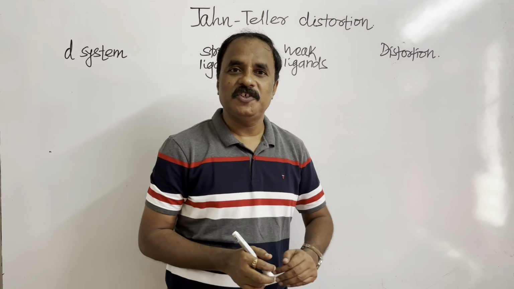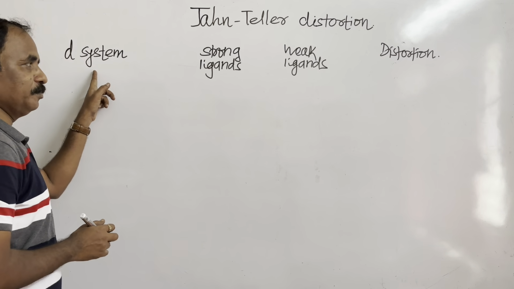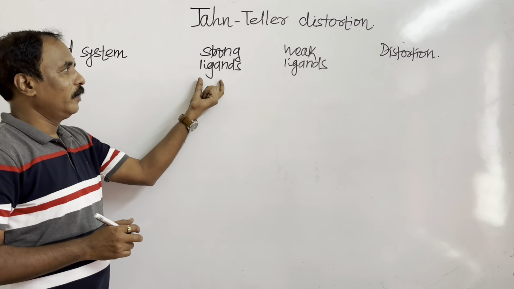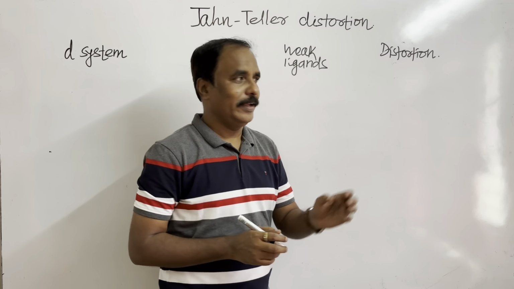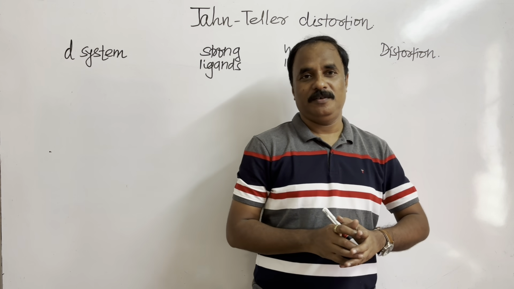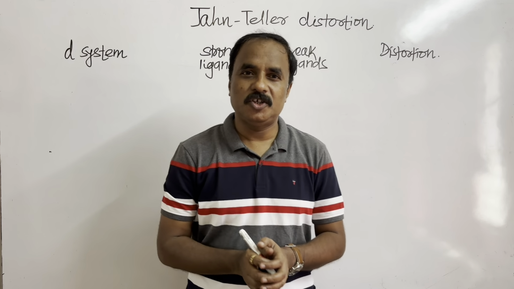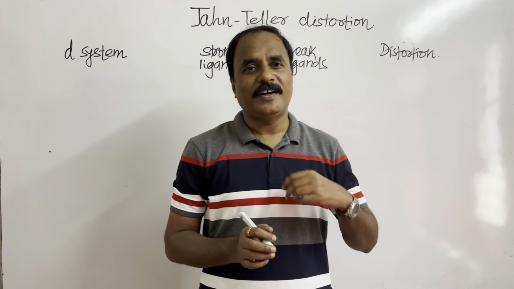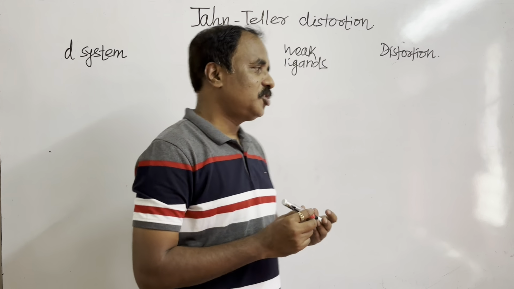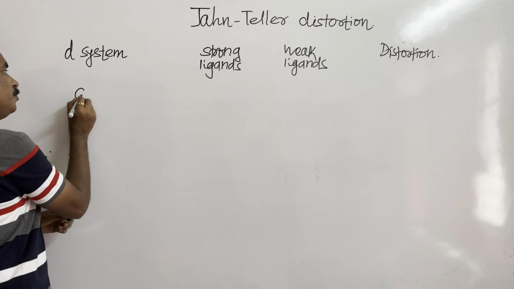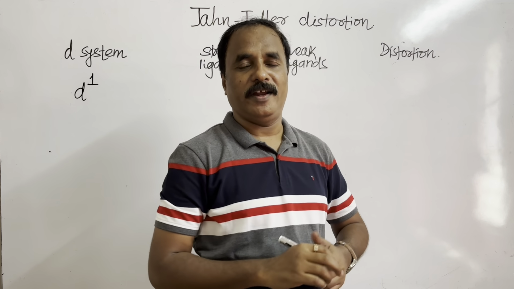So here is the explanation of this JT distortion with examples. Here it is the d system. When there is attack of strong ligands, or of weak ligands, is there any distortion in geometry or not? Consider octahedral geometry, where the coordination number is 6. When there is attack of 6 ligands, there is splitting of d atomic orbitals. Suppose the system is d1, which means there is one electron in d.